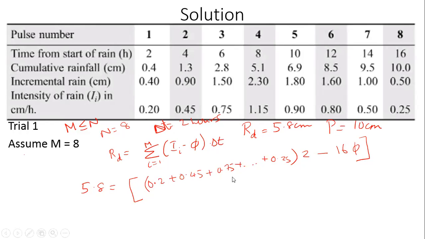So now this is a very simple algebraic equation. I have 5.8 on one side and all these numbers on the other side. I solve for the only unknown here. So I get phi equal to, I'm just writing the answer directly from the textbook, it's a solved example, 0.263 centimeters per hour. Now I go back to the table and count the number of intervals where the rainfall intensity is greater than the phi index. In how many cases is it greater than the phi index?